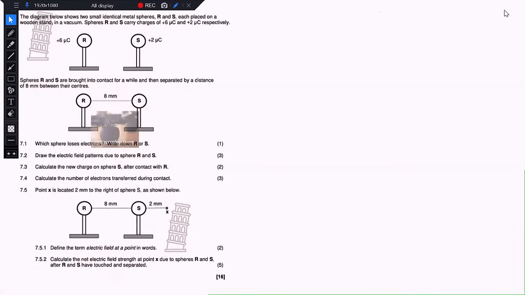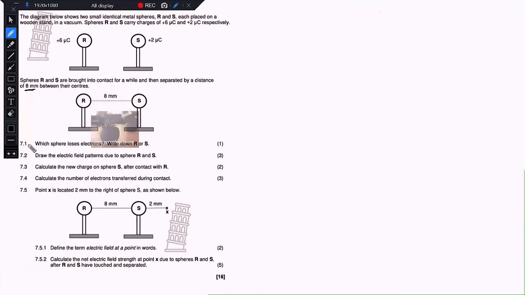Now let's proceed to question 7, which is your electrostatics, Coulomb's law. We are told here, the diagram below shows two small identical metal spheres, R and S, each placed on a wooden stand in a vacuum. Spheres R and S carry charges positive 6 microcoulomb and positive 2 microcoulomb, respectively. Spheres R and S are brought into contact for a while and then separated by a distance of 8 millimeter between their centers. Now we know that our distance should always be in meters, so there needs to be a conversion there.